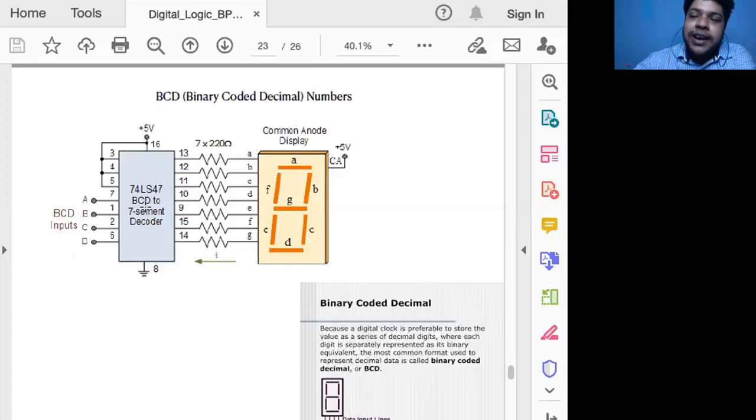We will learn encoder and decoder in the next unit, so you don't worry about that. As of now, we want to understand this BCD, what binary coded decimal is.